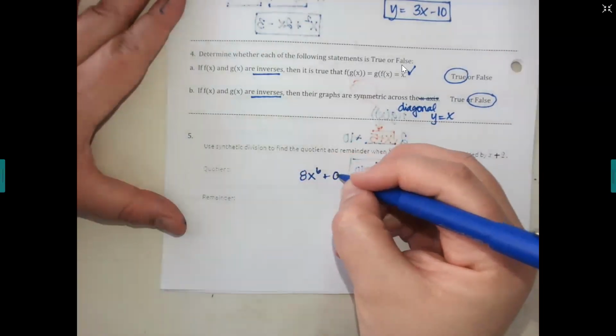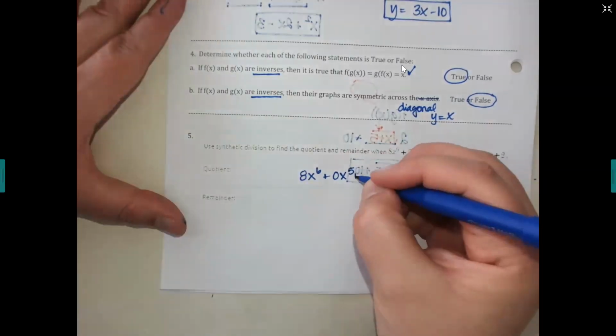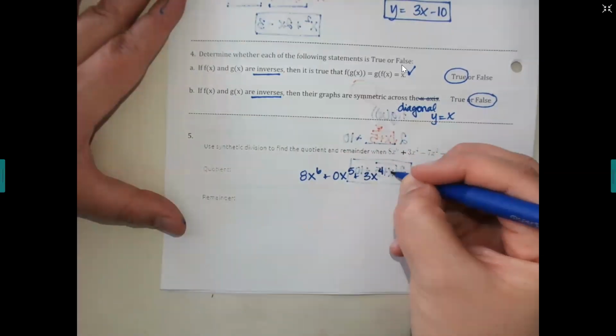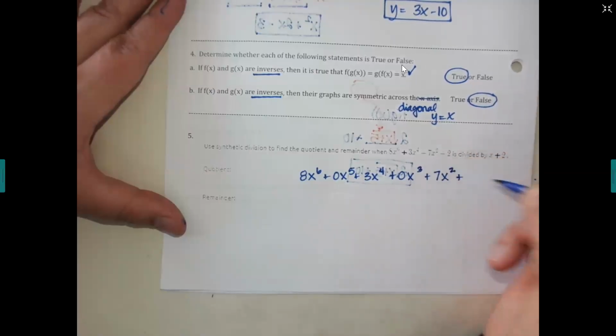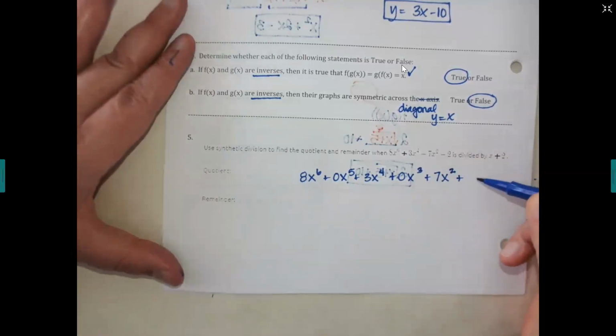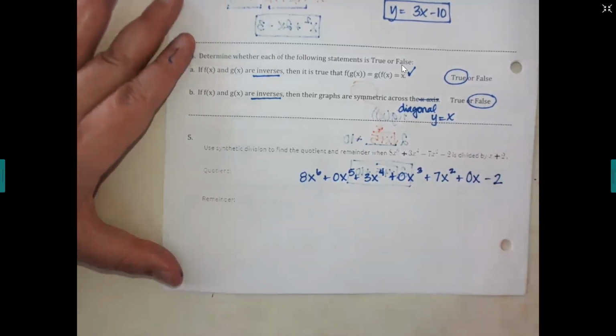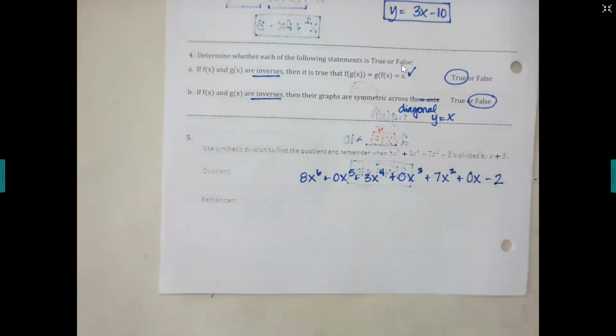Then plus 0x to the 5. Then 3x to the 4, 0x to the 3, 7x squared. Is there anything else that's missing? A regular x is gone, minus 2. Now, should you do that by long division? Absolutely not. If you're dividing by an x plus 2 though, one of the big mistakes on y'all's test is that people would put plus 2 in the box. What's supposed to go in the box if you're dividing by a plus 2?